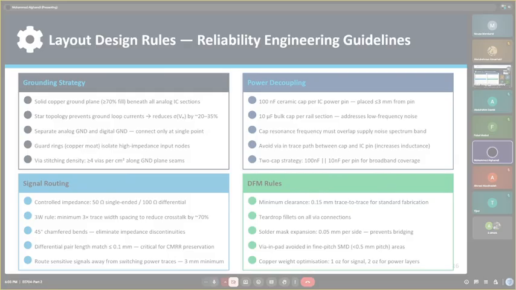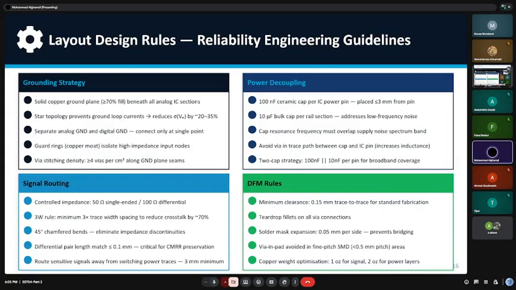For the routing of the PCB itself, we can control the impedance by matching to 50 ohm, or 100 if it's differential. We have the 3W rule, a minimum spacing of 3 times the trace width, to reduce crosstalk by 70%. For the bends, we can use the 45-degree rule to limit impedance discontinuities. Differential pair length matched to equal or less than 0.1 millimeter, critical for signal polarization. Route sensitive signals away from switching power traces, a minimum of 3 millimeters.